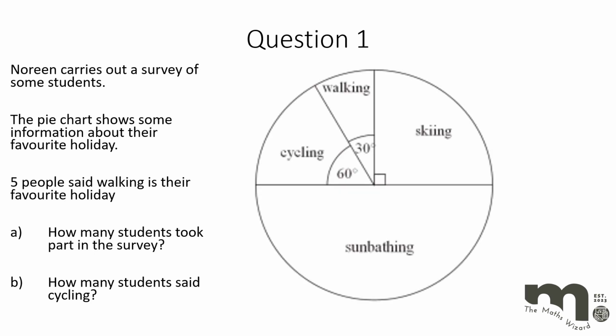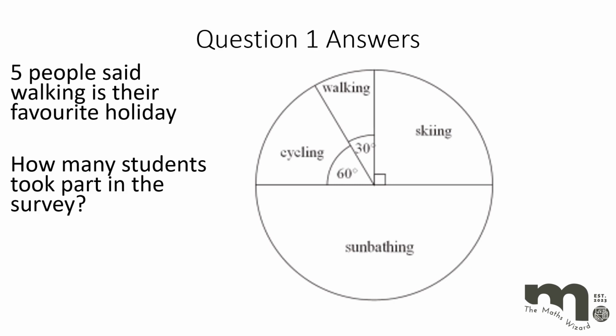So your first question then, Noreen's carried out a survey of some students and the pie chart shows some information about her favourite holiday. 5 people said walking, so we want to know how many people did the survey and then how many students said cycling. Okay, so first part of the question then, well 5 people said walking is their favourite holiday, so we want to know how many people took part in the survey.